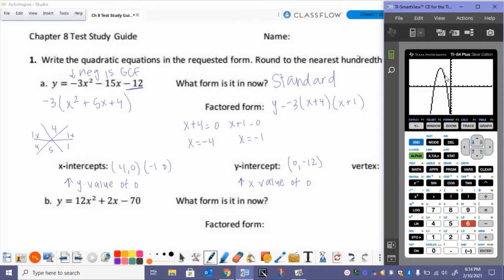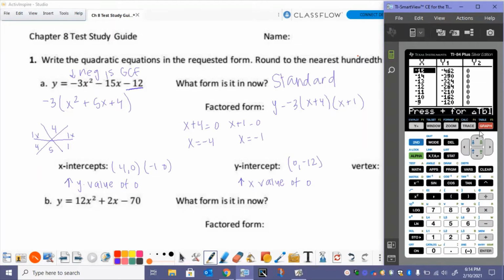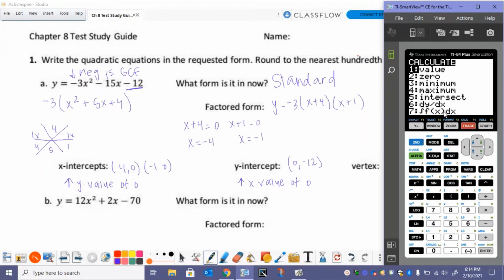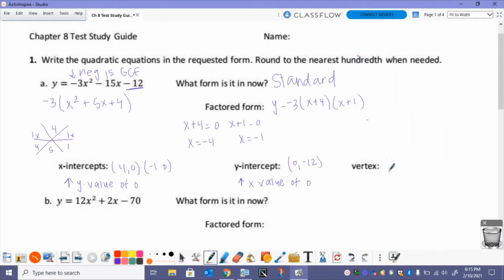All right, so we notice that we have a maximum, so second trace, maximum. Go to the left side of your vertex, anywhere beyond the vertex on the left side, and then anywhere beyond the vertex on the right side as well. Hit enter one more time, and we get negative 2.5 and 6.75. We're going to round to the nearest hundredth like the directions asked, so we're going to say negative 2.50. So our vertex will be negative 2.50 and 6.75.